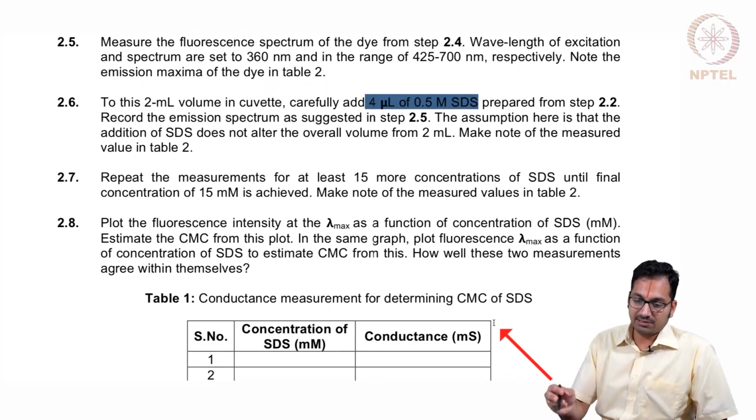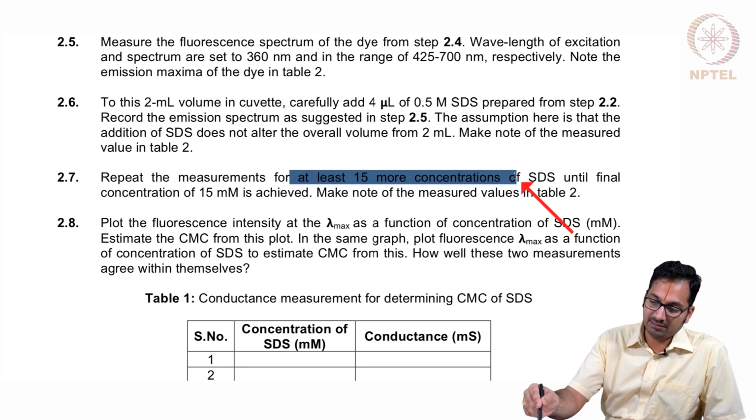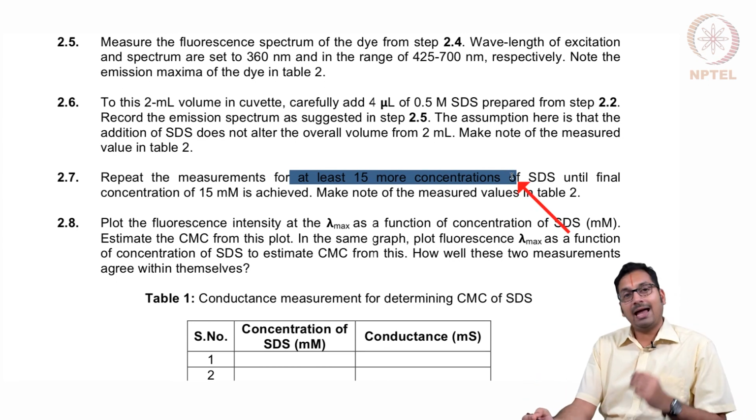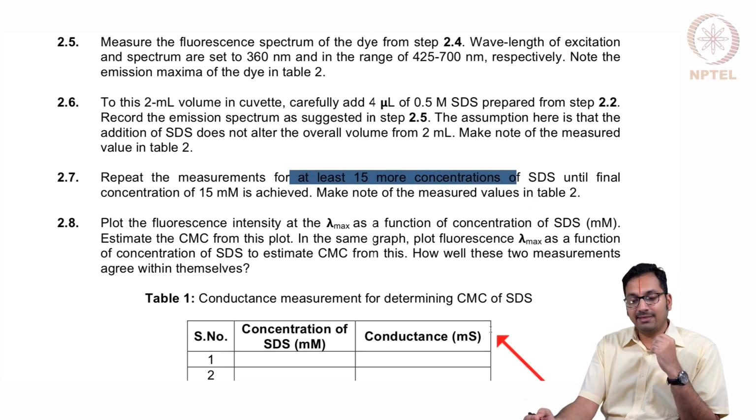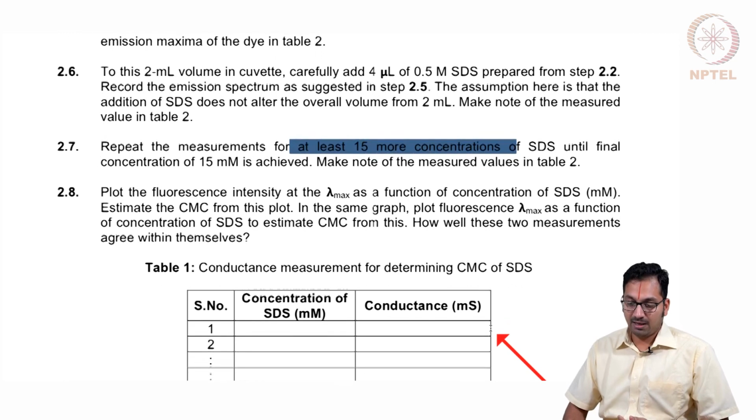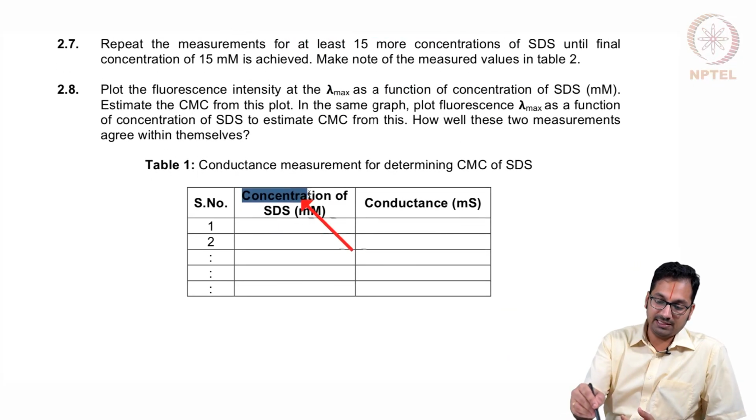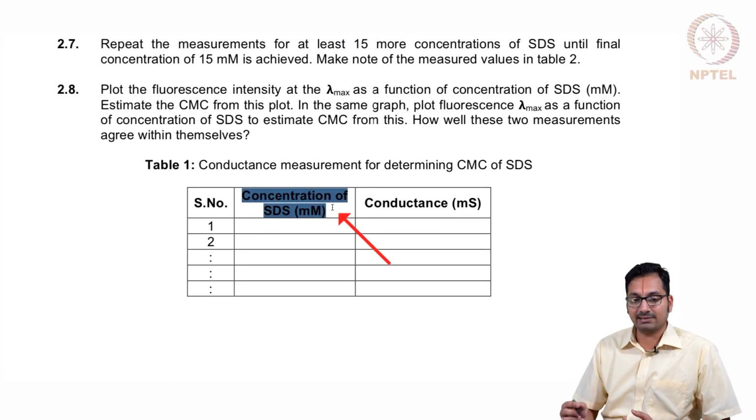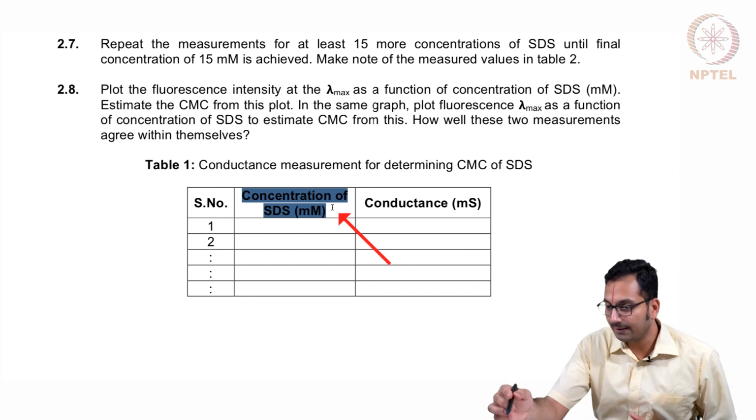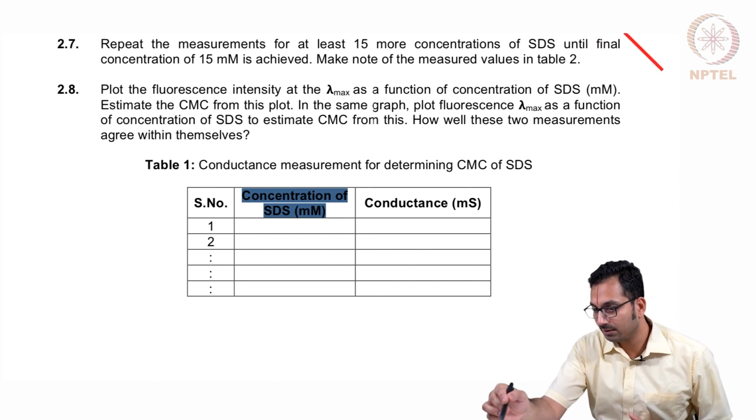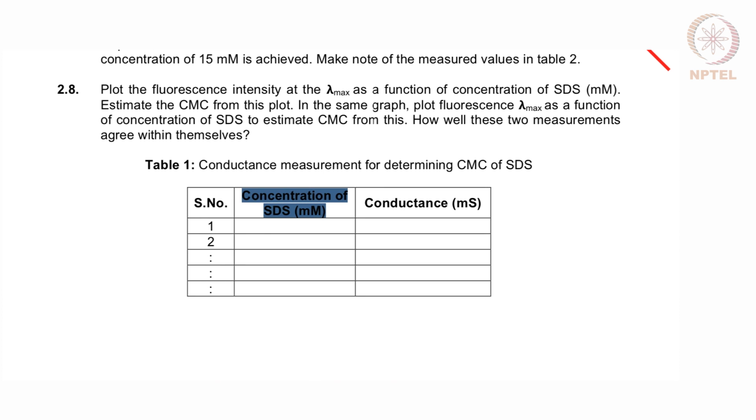So this experiment is nothing but repeating that for several different concentrations of SDS and getting the emission maximum, and then plotting the emission maximum as a function of concentration of SDS. This is exactly what we saw in the last class. Then what ends up happening is that we start finally getting data that looks of this sort.